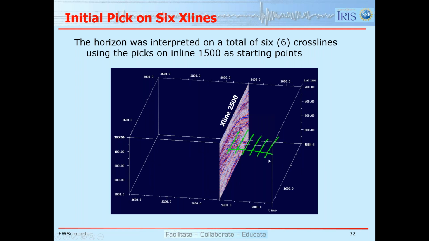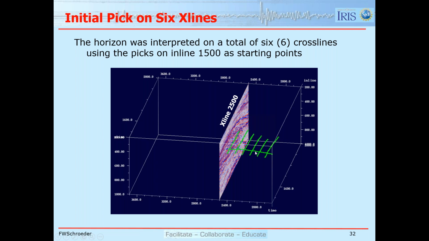And what I've done is I've interpreted Inline 1500, and then crosslines 2000, 2100, 2400, 2500. And so I have one inline and 6 crosslines that I have interpreted. Doesn't take too much time to get those 7 little sticks on there.